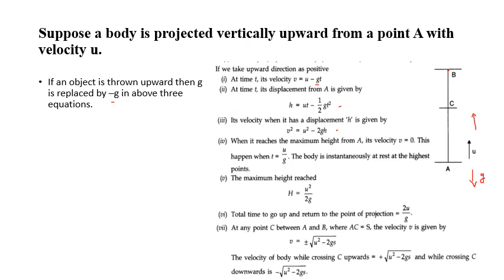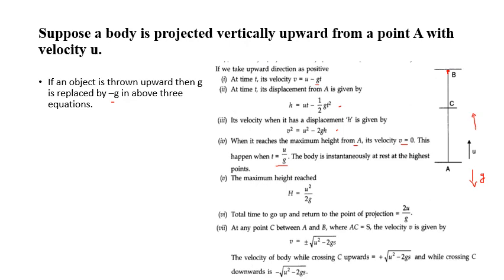Look at your fourth point. When it reaches the maximum height from A, its velocity will be 0. When it reaches the maximum height, for an instant, your final velocity will be 0. After this, it will fall down again due to gravity. For a small time, the object will be at rest at the maximum height. This happens when t equal to u by g.